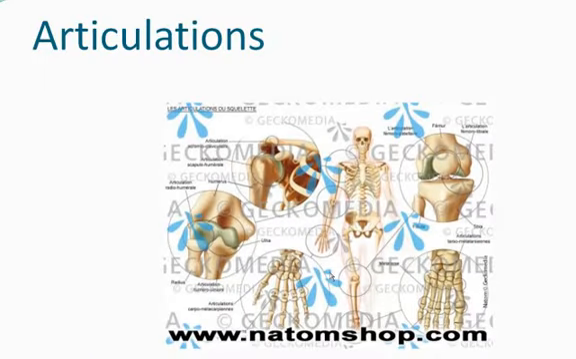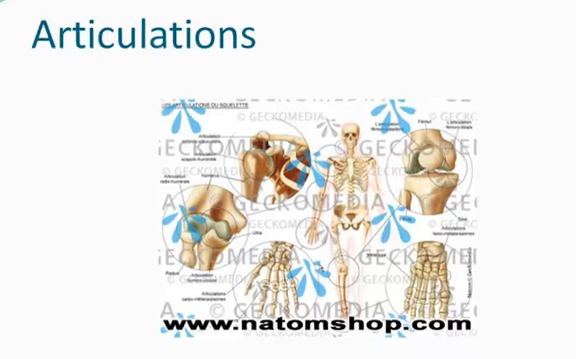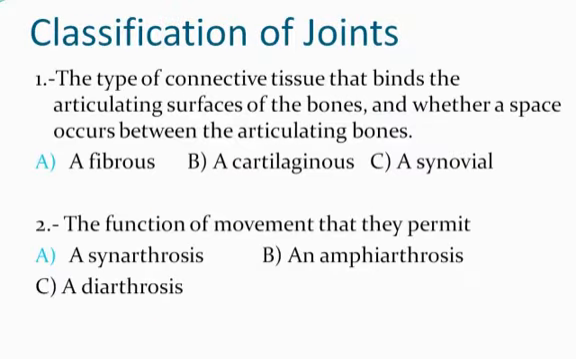Articulation is the place of contact between bones, cartilage, and teeth. There are 2 types of classifications of joints. The first is the type of connective tissue that binds the articulating surfaces of the bones and whether a space occurs between the articulating bones. And they are fibrous, cartilaginous, and synovial.